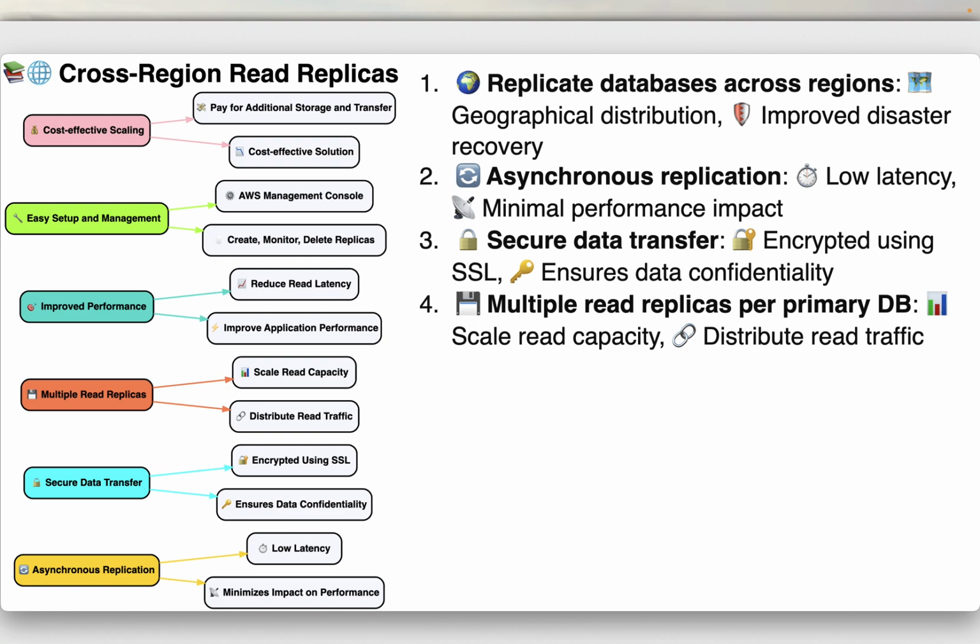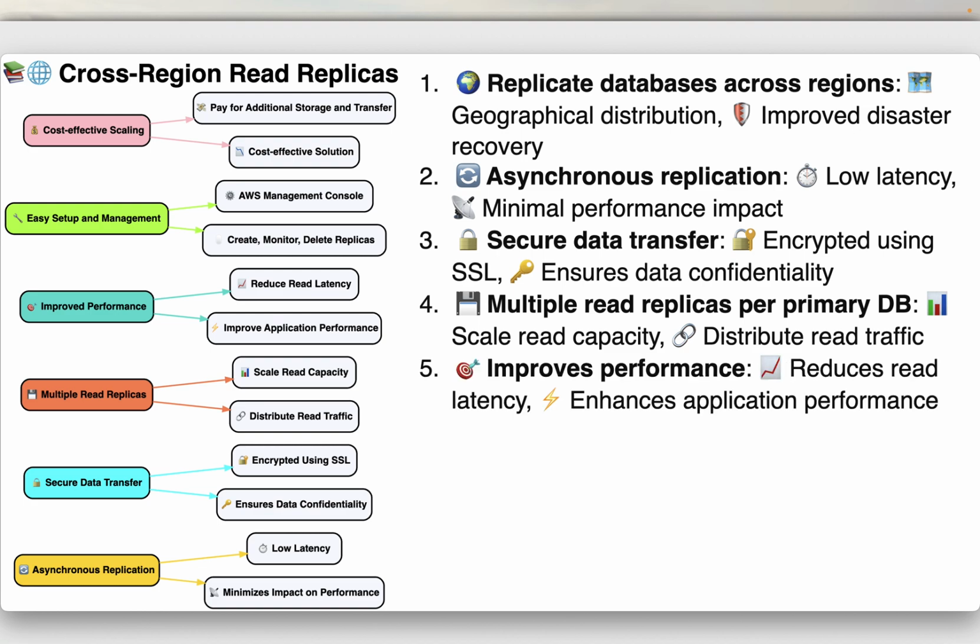Fourth, supports multiple read replicas per primary DB. So you can have multiple read replicas for a single primary DB. So Amazon RDS allows you to create multiple read replicas for each primary database, enabling you to scale read capacity and distribute read traffic across multiple instances.